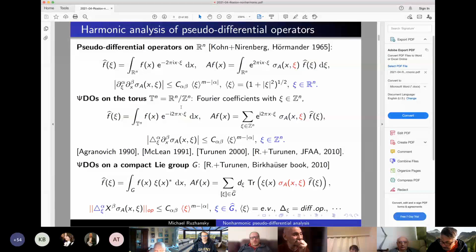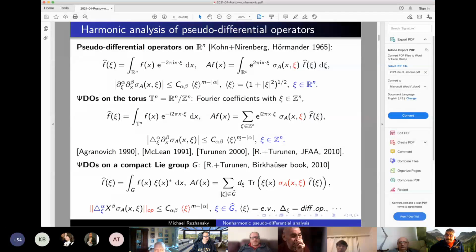Pseudo-differential operators on the torus, where we have Fourier coefficients. Now xi belongs to the lattice, but we can define Fourier coefficients and then consider quantization in this form. So we can also consider operators written as a series with a symbol, and then we want to put some conditions on the symbols, and it is natural to put difference conditions. So x is a variable on the torus, but xi is a dual variable in the integer lattice, so we cannot differentiate with respect to xi, as in the first case, but we can consider differences.